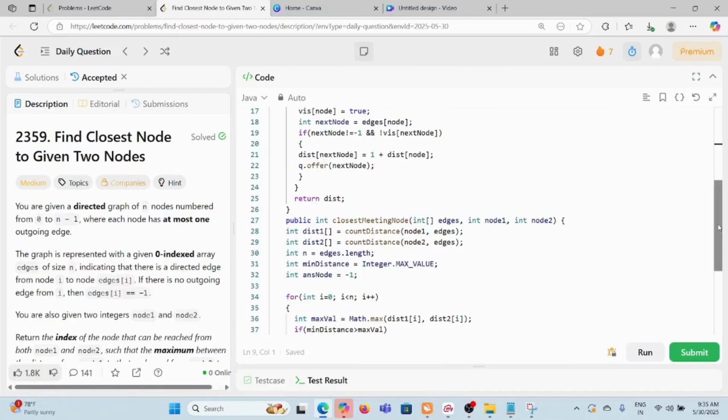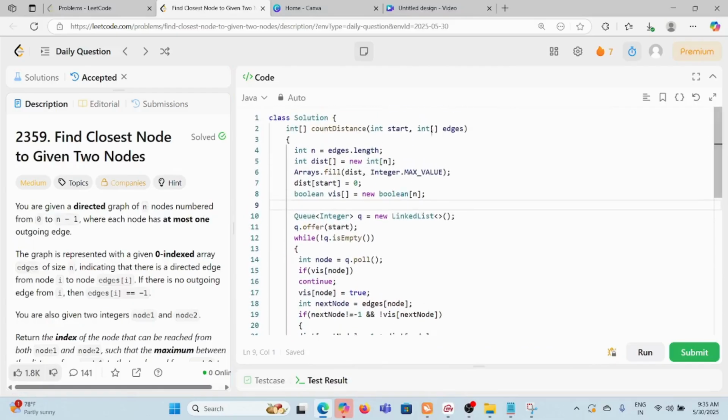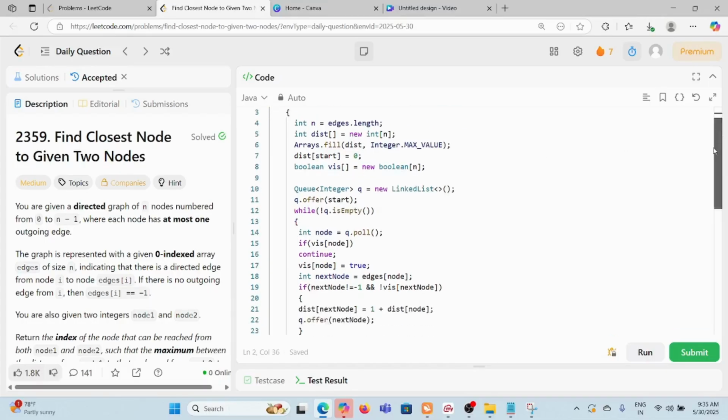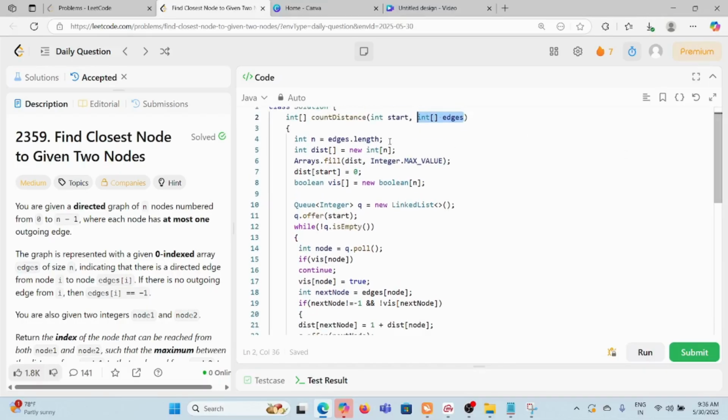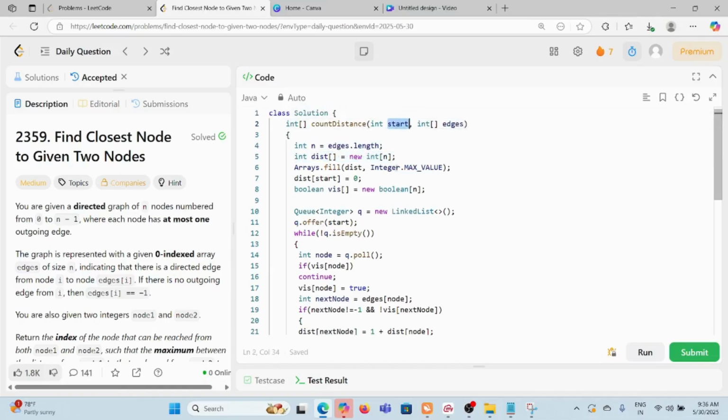See here, I have written this method to count distance from any node, let's say start node, and the edges are the edges given for that question, right? See here what I'm doing initially: I'm getting the length of edges because this would give us the number of nodes. Then I'm creating a distance array of size n because we need to find the distance from this start node to all others, right? Initially I'm filling the distance with max value. Why am I filling max value?